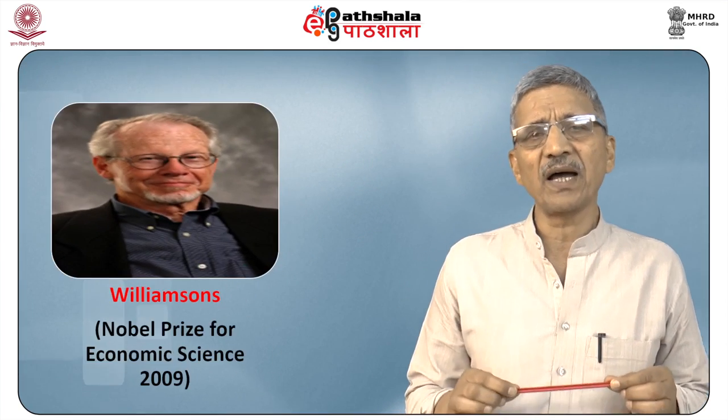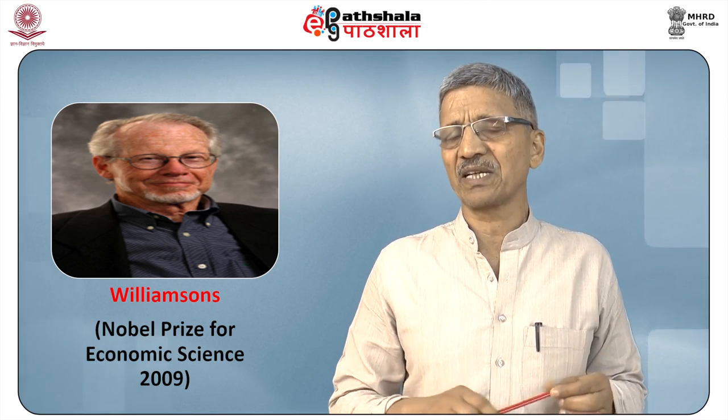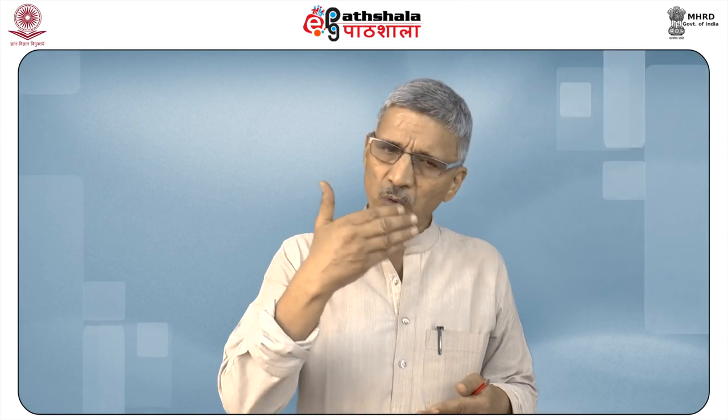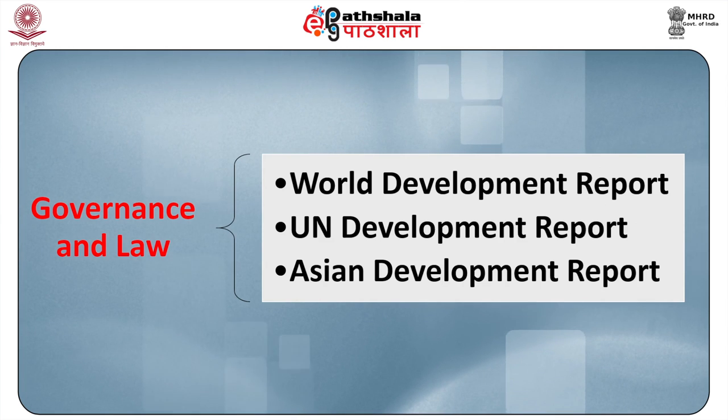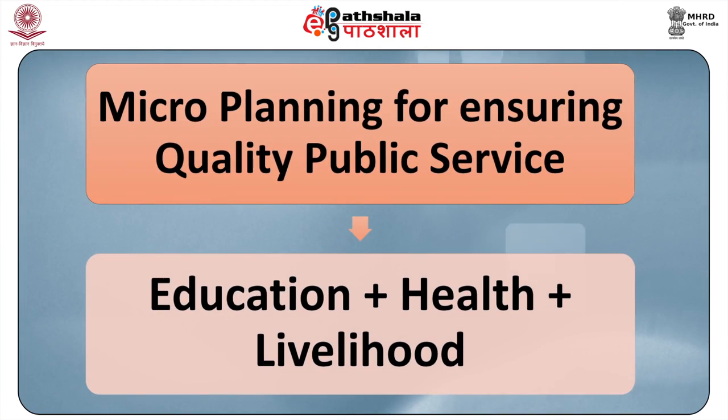Now, interestingly, I want to refer to 2009, when Williamson got a Nobel Prize for work on governance and transaction cost related issues. The whole debate in the public sphere now is about improving the quality of governance. If you go through the World Development Reports, the UNDP reports on human development, and the Asian Development Reports, there are multiple multilateral agencies working in the area of governance. The point I am making is that governance means reducing transaction costs. With the micro-planning process, you can improve the quality of governance, ultimately leading to improved quality of public services.